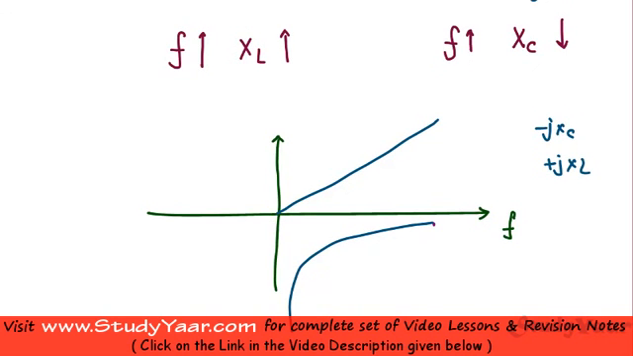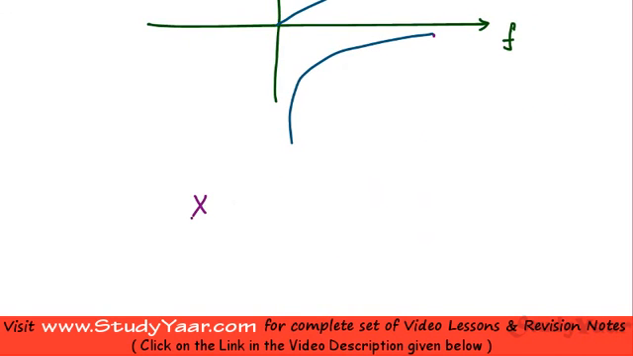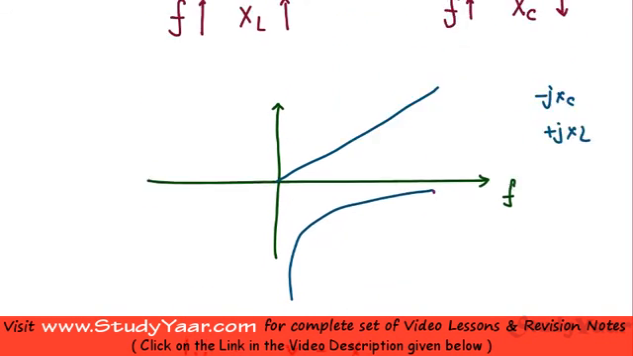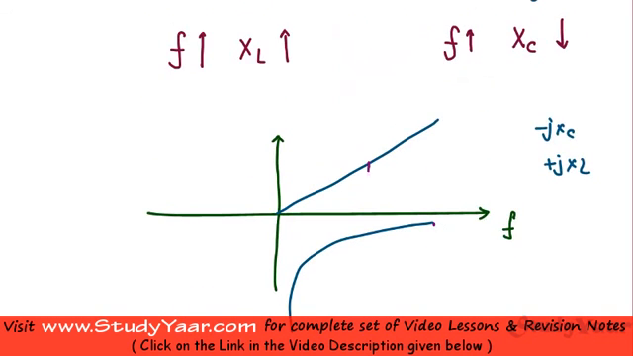Now, can you find out the net reactance of the circuit? Your net reactance is simply going to be your inductive reactance minus your capacitive reactance. Let's say you want to draw a plot of your net reactance versus frequency. Basically, you are just subtracting XL minus XC.